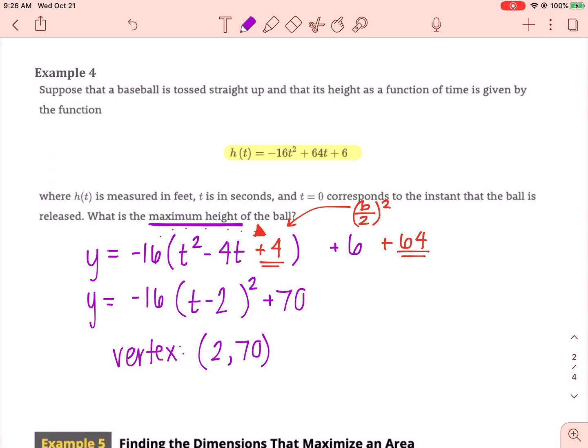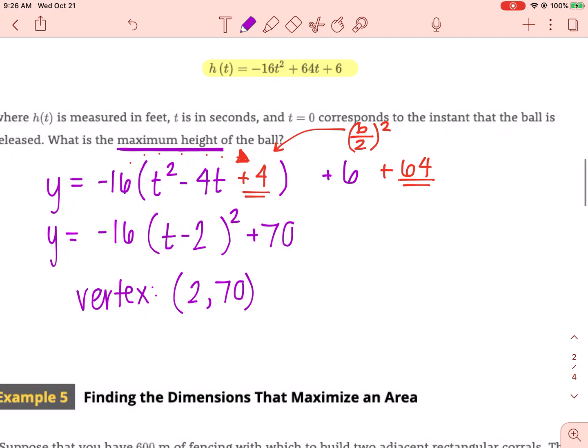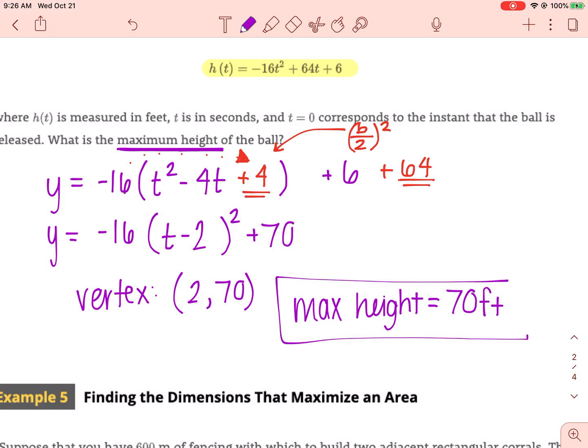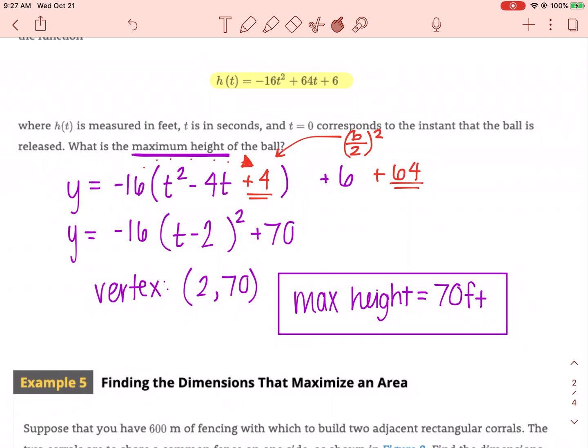Let's answer what the problem wants. It wants the height, that y value. So the only answer we need to give it is the 70. So max height equals 70 feet. So please be very specific. If I want the height, give me the height. If I wanted the time that it's the maximum, you would say 2. Okay, 2 seconds gives us that maximum height.